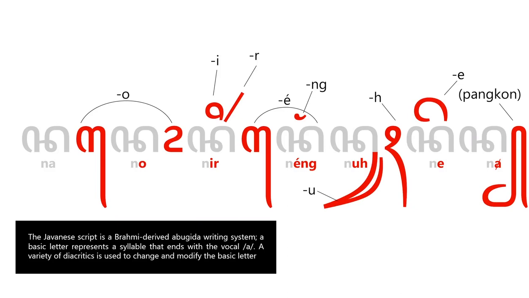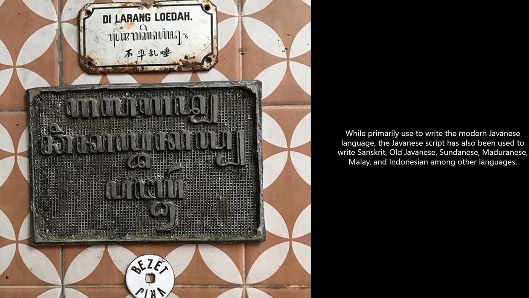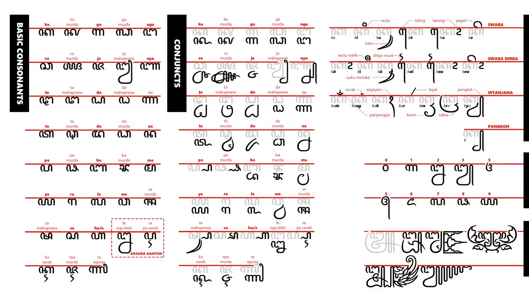A variety of diacritics, shown here in red, is used to modify the basic letters. While primarily used to write the Javanese language, the Javanese script is also used to write Sanskrit, Old Javanese, Sundanese, Madurese, Malay, and Indonesian, among other languages. You can see some of the characters here.